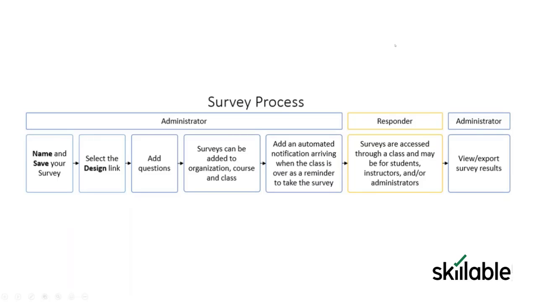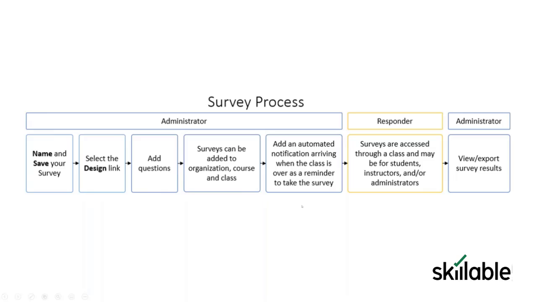The big picture of looking at how to create surveys is you're going to take some time and design your questions. Once you have those in place, you'll come to the TMS and name and save your survey. After that, you can hit that design link and add the questions that you've premeditated. From there, your surveys can be added to the organization level, the course level for defaults, and directly onto classes.